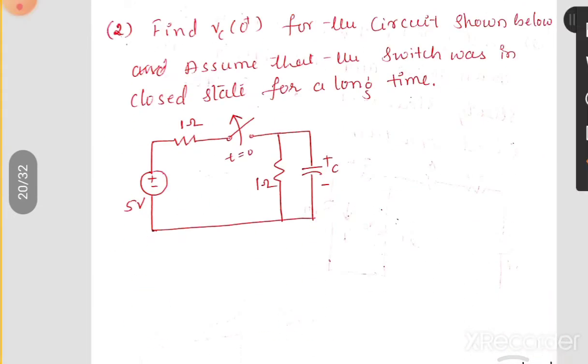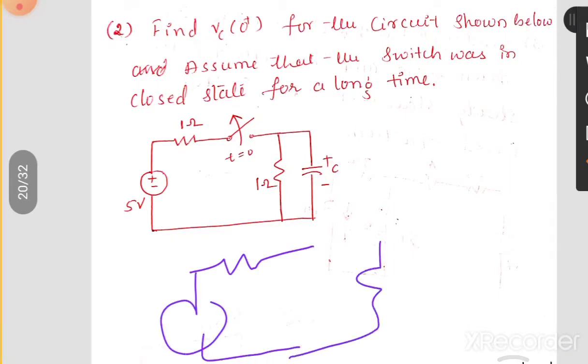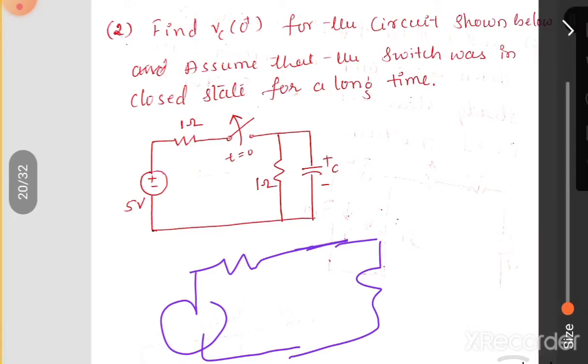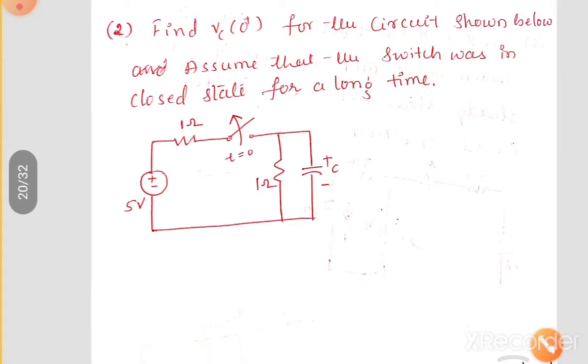This resistance remains the same, voltage source remains the same, this resistance also remains the same. Earlier this switch was closed. And now what about the capacitor for the final value? It will be open circuit. Check it one more time if you want. The capacitor has to be shown by an open circuit.